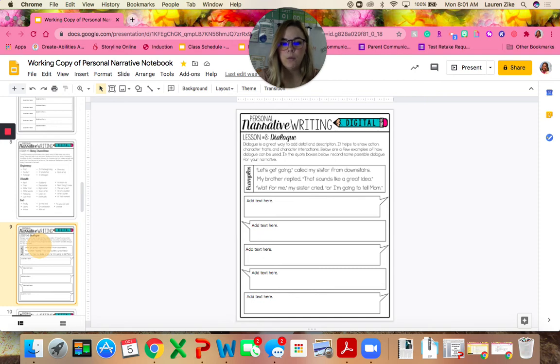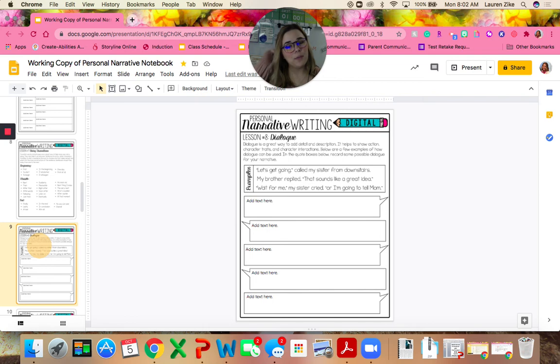What I want you to do is, in each of the 5 boxes below, write some possible quotes, some possible dialogue that you might use in your personal narrative. So for example, "Let's get going," called my sister from downstairs. My brother replied, "That sounds like a great idea." "Wait for me," my sister cried, "or I'm going to tell Mom."